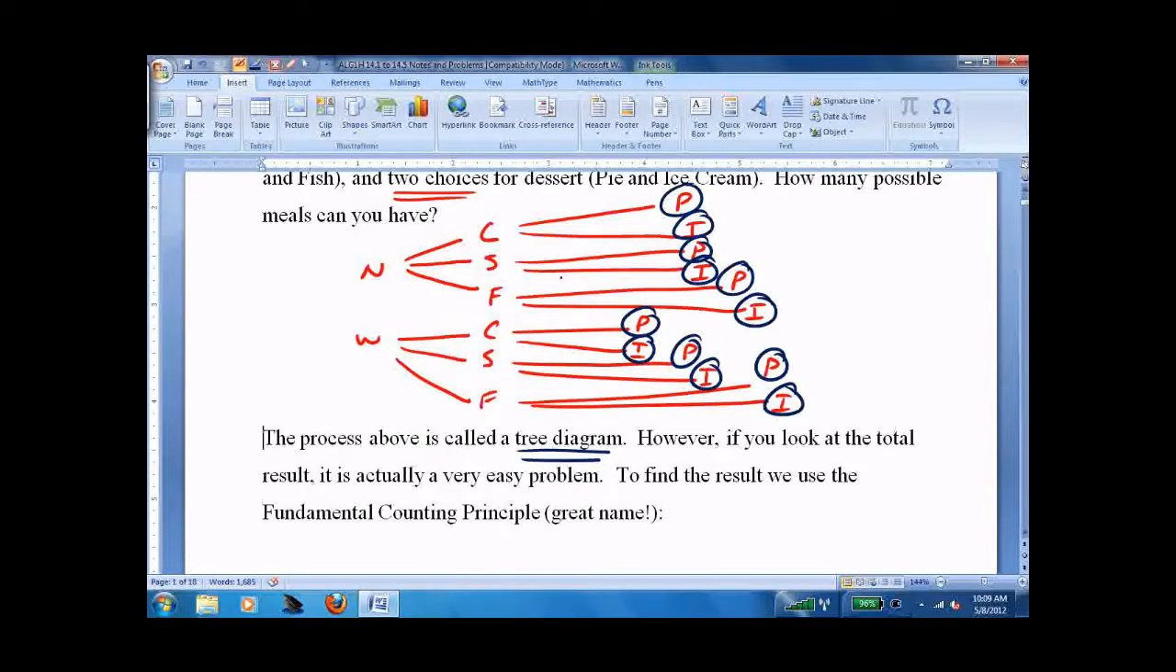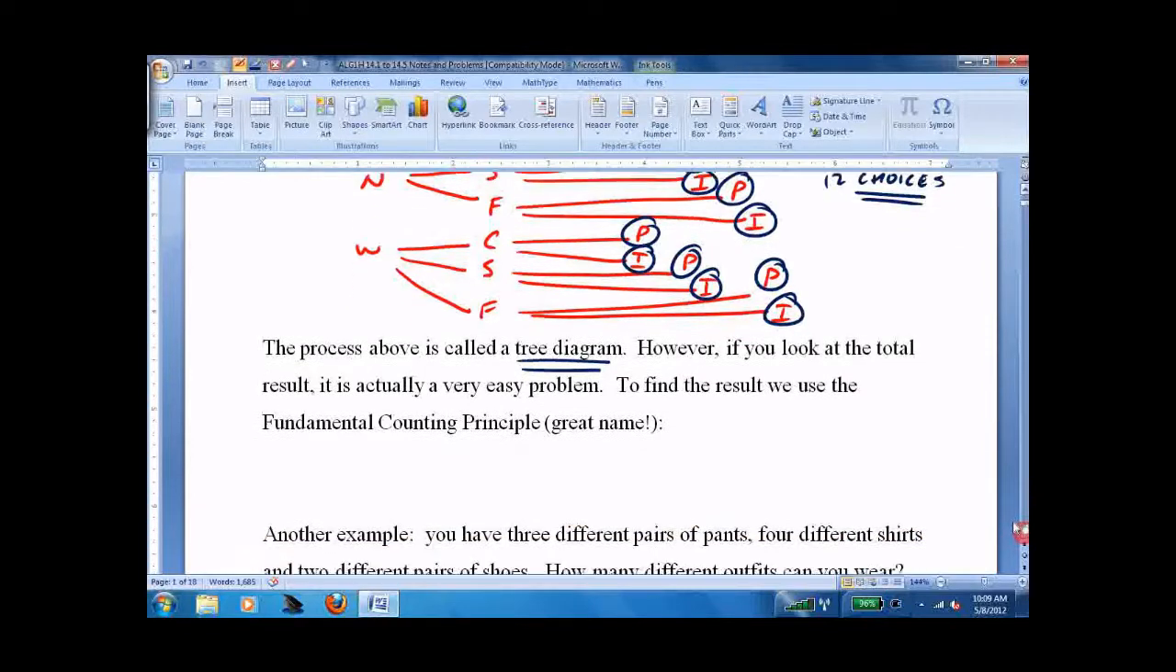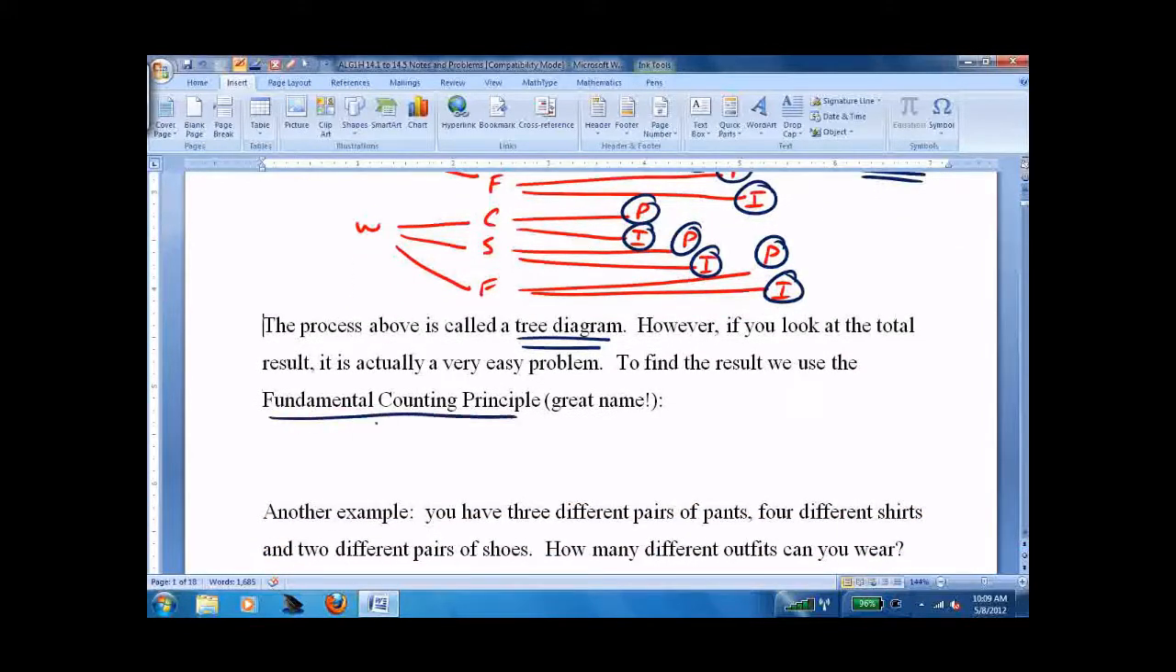However, if you look at the total result, which I circled over here, 1, 2, 3, 4, 5, 6, 7, 8, 9, 10, 11, 12, it's actually a very easy problem. To figure it out, we use something called the fundamental counting principle, which I really think is a great name. Feels like we're back in kindergarten. Everybody, we're going to learn the fundamental counting principle. 1, 2. It's a little bit more complicated than that, but not much.